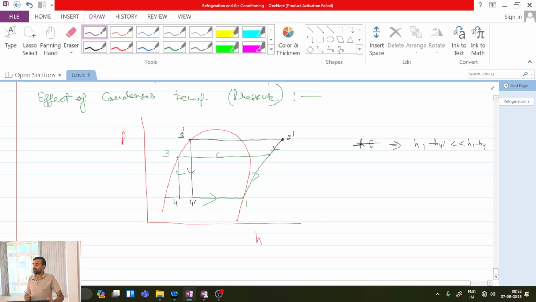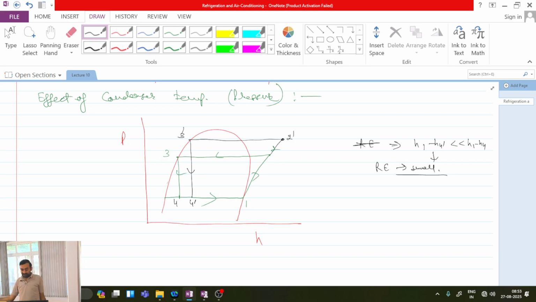It means the refrigeration effect has decreased, but again I have drawn it exaggerated. Generally this line is very vertical. Because of this, upon increasing the condenser temperature or pressure, the change in refrigeration effect is very, very small. Of course it decreases, but the decrease is very, very small. Is this point clear? Are all agreeing to this point or not?